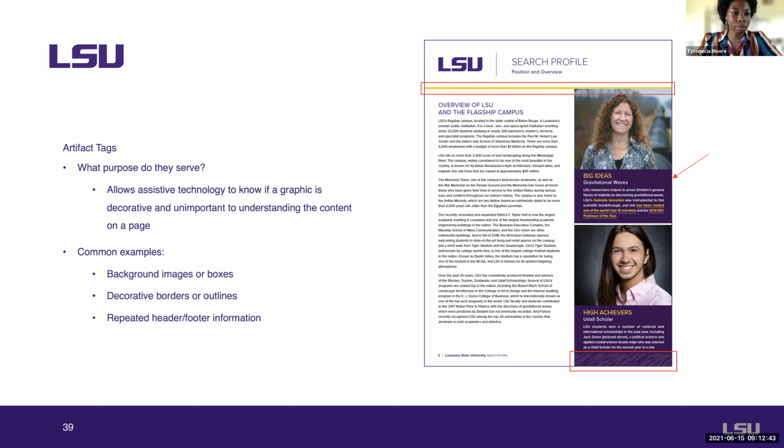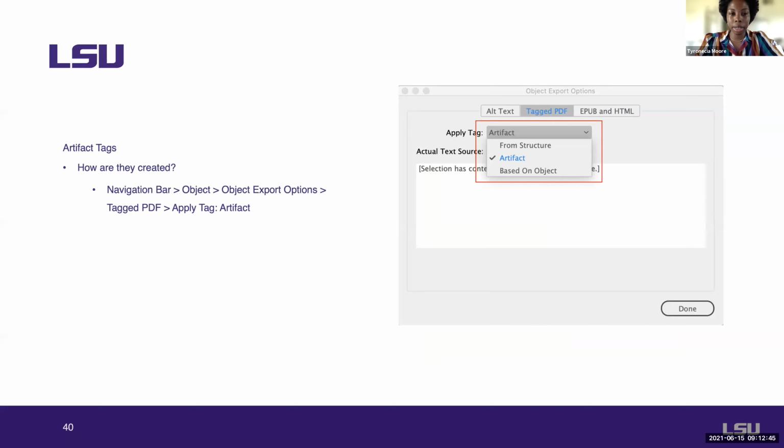Next slide, please. All right, so it's pretty easy to designate those objects as artifact tags. You just go into your object export panel and then select artifact. It's pretty simple.